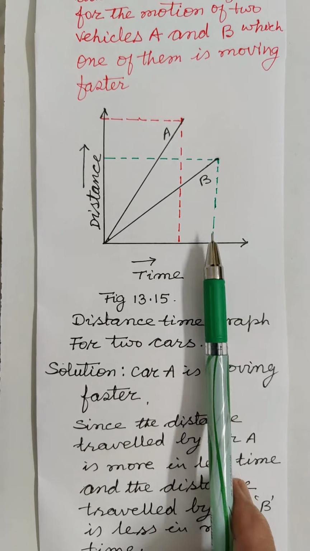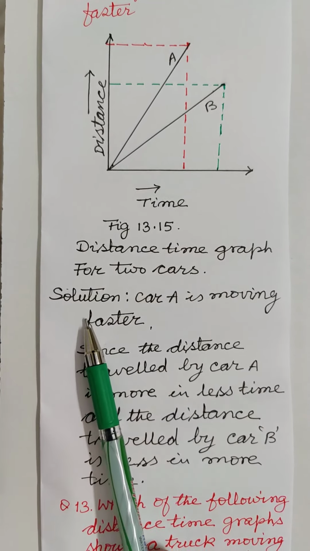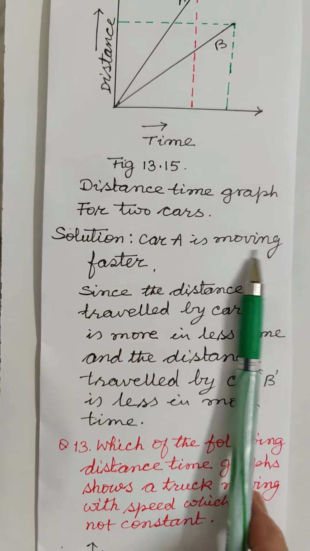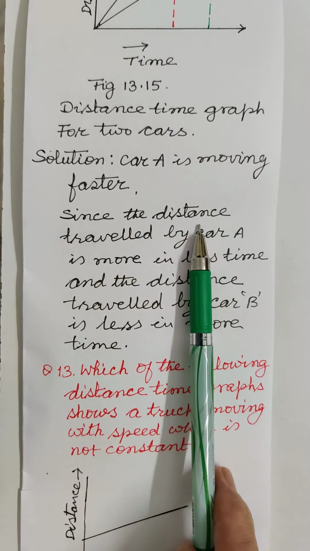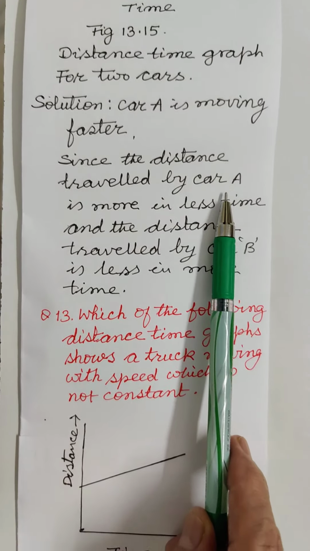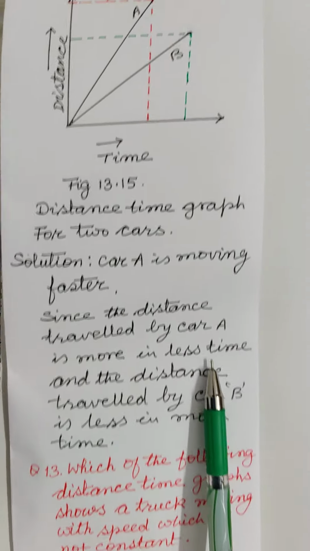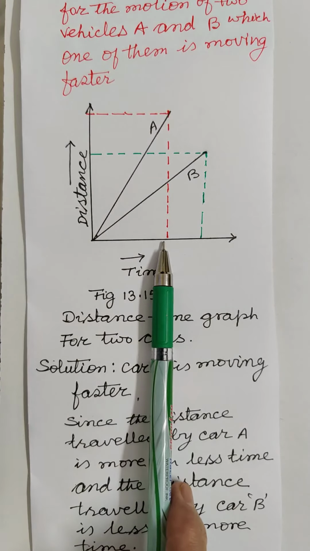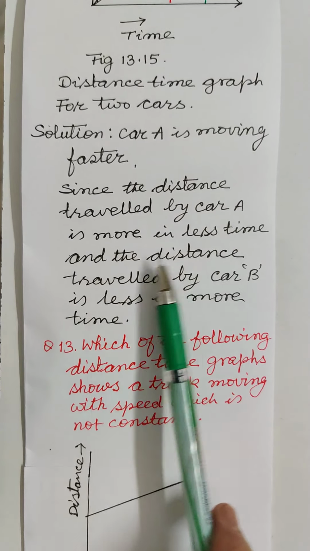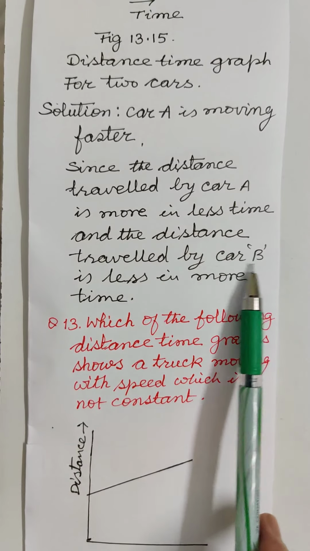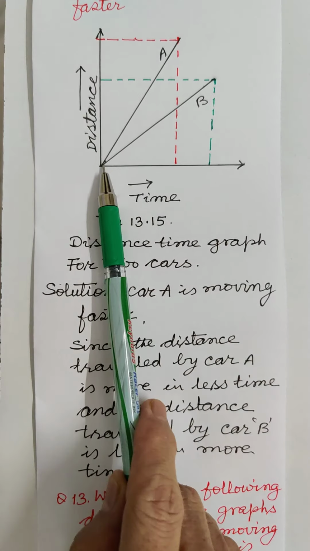So distance is less, time is more. In the distance time graph for two cars, the solution is that car A is moving faster, since the distance travelled by vehicle A is more in less time. Time is less here and the distance travelled is more. And the distance travelled by car B is less in more time. This is less distance in more time.